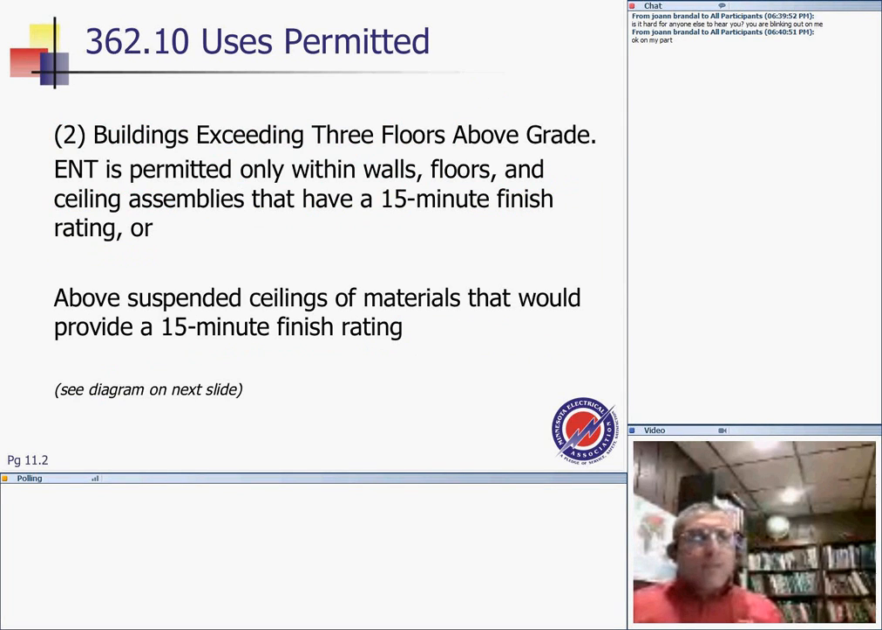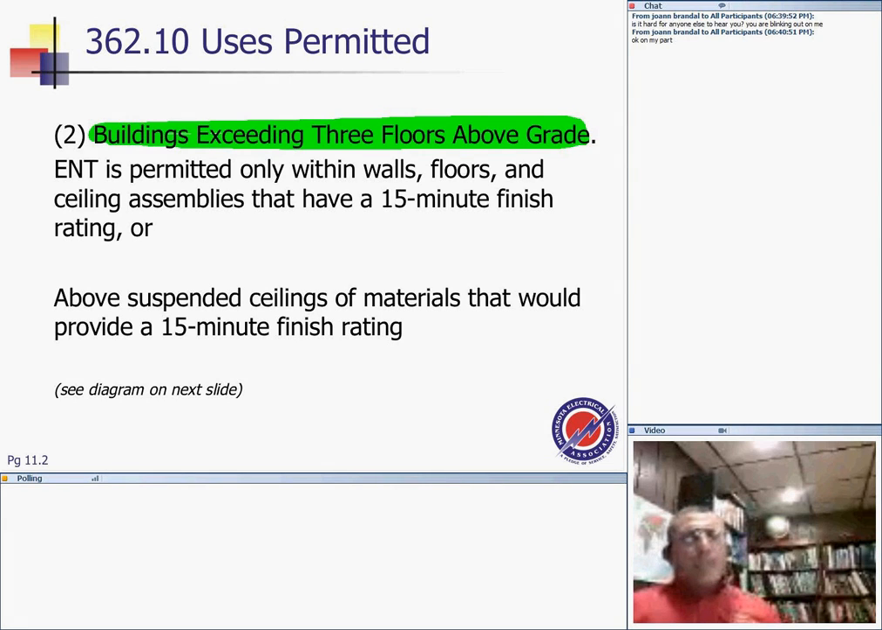Let me just go over this one. Use is permitted. This is where I want to go over, guys. When can I use it? Buildings not exceeding three floors above grade. That's the first limit for that conduit system, though they have an exception: ENT is permitted only within walls, floors, and ceilings that have a 15-minute finish rating. So up to a three-story building, residential, commercial, or industrial, you can use it, no problem. Concealed, surface mounted, or exposed, no problem.